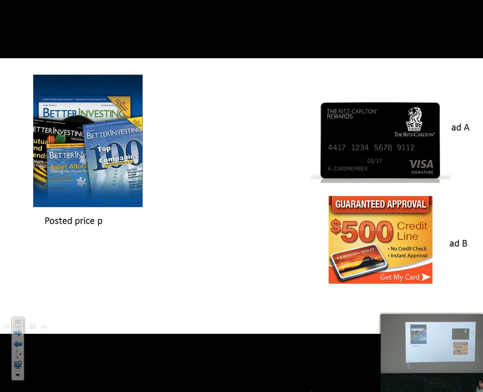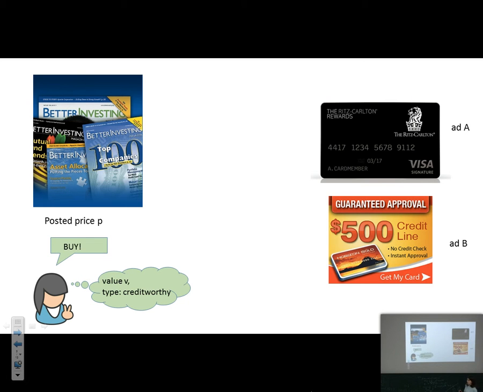To make things a little more precise, this is a 3-player game between a seller, a consumer, and an advertiser. The seller has a single good for sale, and they're going to post a price P. The consumer is going to arrive, and she knows her value for the good and her type that the advertiser cares about. Given all of this, she's going to make some purchase choice. Here she decides to buy at this price.